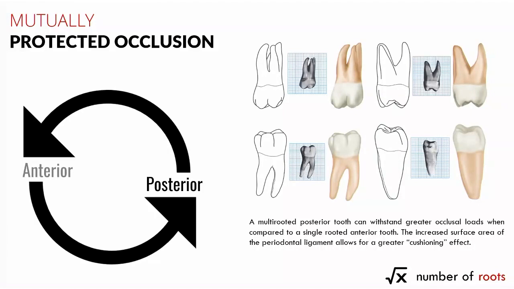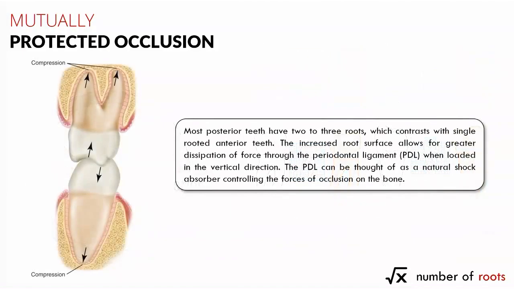PDL, which stands for periodontal ligament, right? So we have a shock absorber that cushions the tooth as we use it and chew. So greater number of roots generally means greater surface area. Greater surface of PDL provides this shock absorbing effect, or a cushioning effect. So that's good for us, okay?